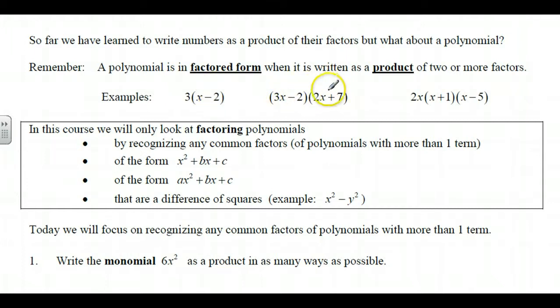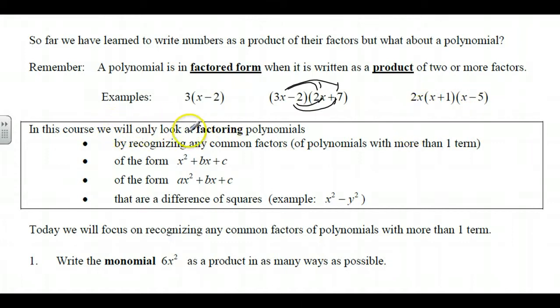This is 2 binomials. Remember, we're going to get 4 products: FOIL, first, outer, inner, last, and then we'll collect like terms. And then this is a monomial times the product of 2 binomials. We know that this product will give us a trinomial, and then we'll multiply by 2x. And since we're only multiplying one term, we'll end up with another trinomial.